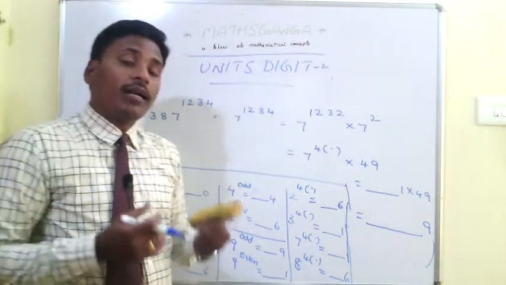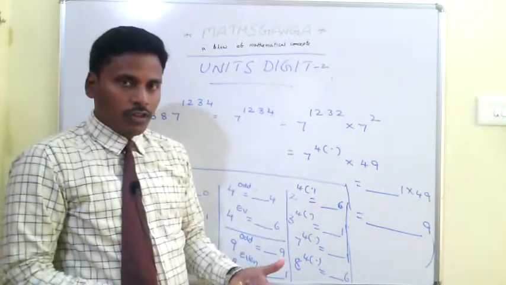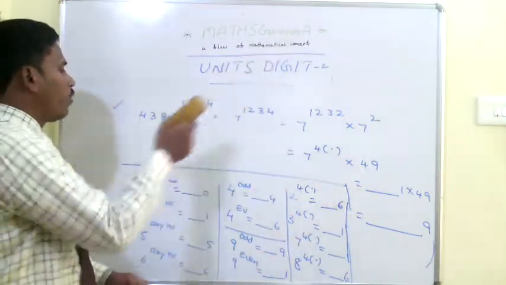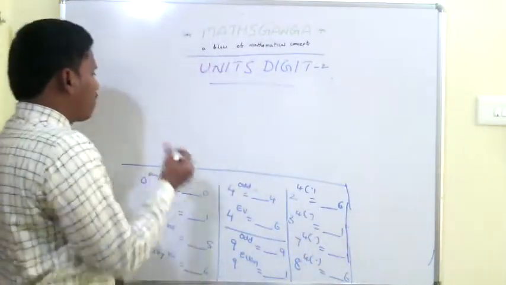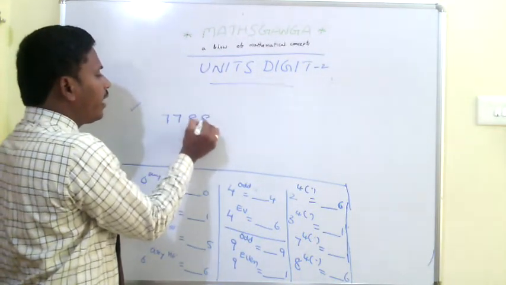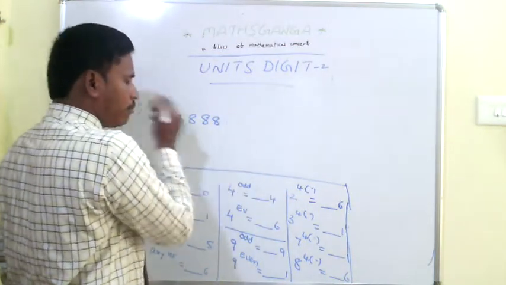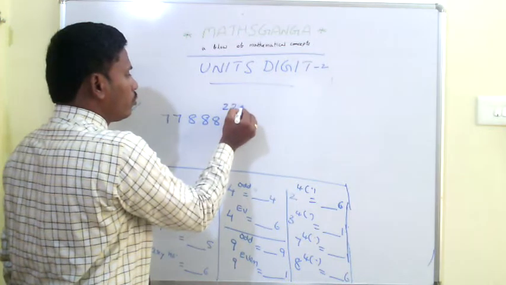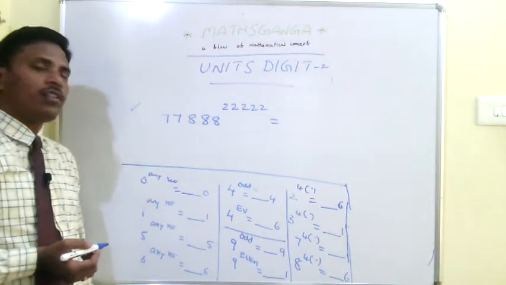If it is a 4 multiple, directly we will give you the answer. If it is not a 4 multiple, then we will split it like this. Okay, so this is the way of finding unit digits for the powers of numbers, right? Suppose I am going to tell you another example. Take some other example like 7, 7, 8, 8, 8 to the power some 2, 2, 2, 2.